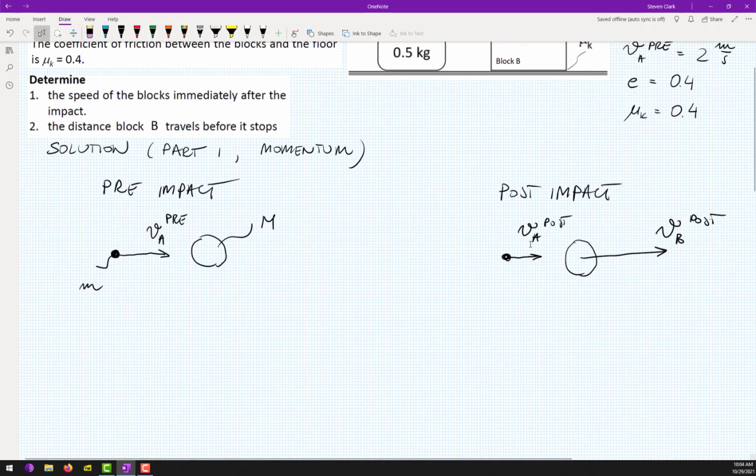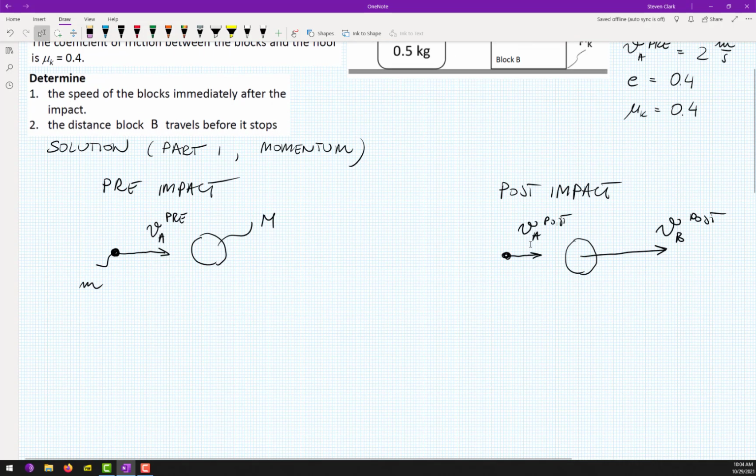How about the momentum equation? During the impact, we usually go for the momentum equation and the coefficient of restitution equation. So we're going to go for the momentum equation in the x direction, of course.